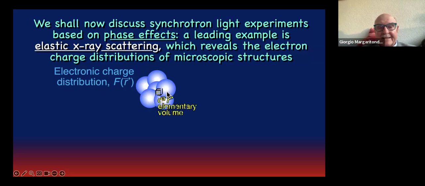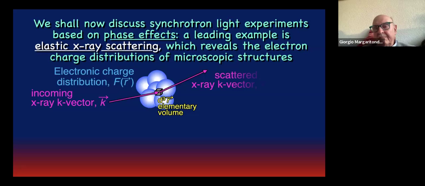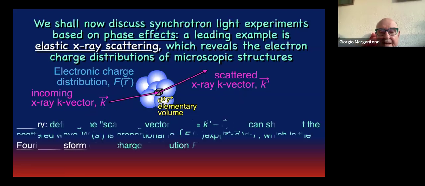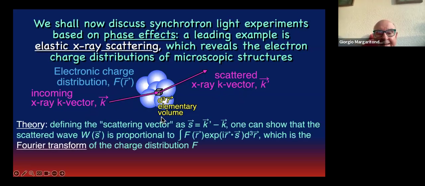And what we can do is to send X-rays into the system, and there will be scattering, elastic scattering. So there will be a direction of the incoming X-rays with a K vector for the wave, and there is the scattered K wave. And the general theory is quite simple. We are not going to go through it, but it is not extremely difficult. And you can demonstrate that if you define the scattering vector as the difference between the K vectors, then the scattered wave is proportional to this.